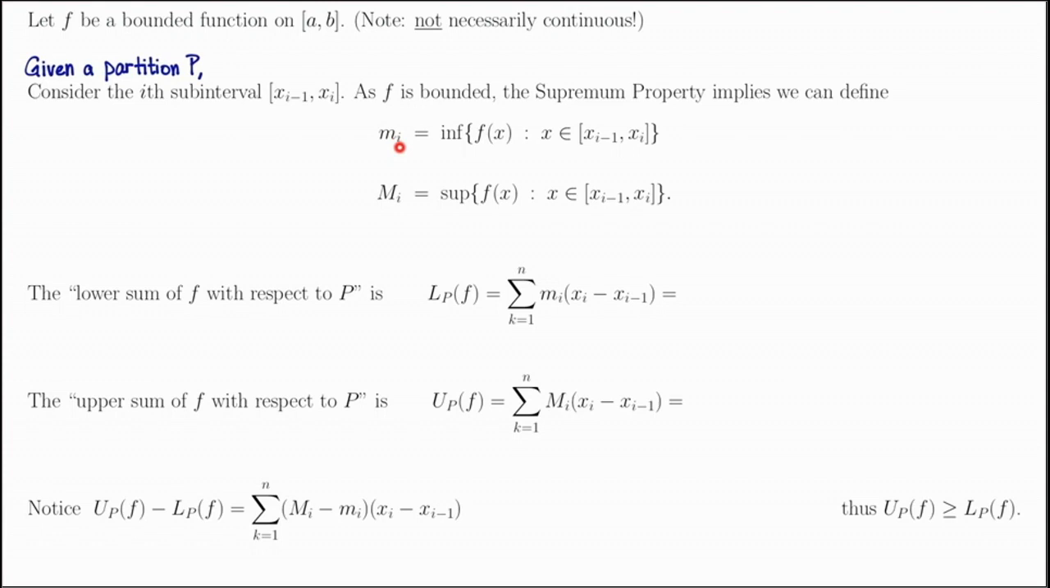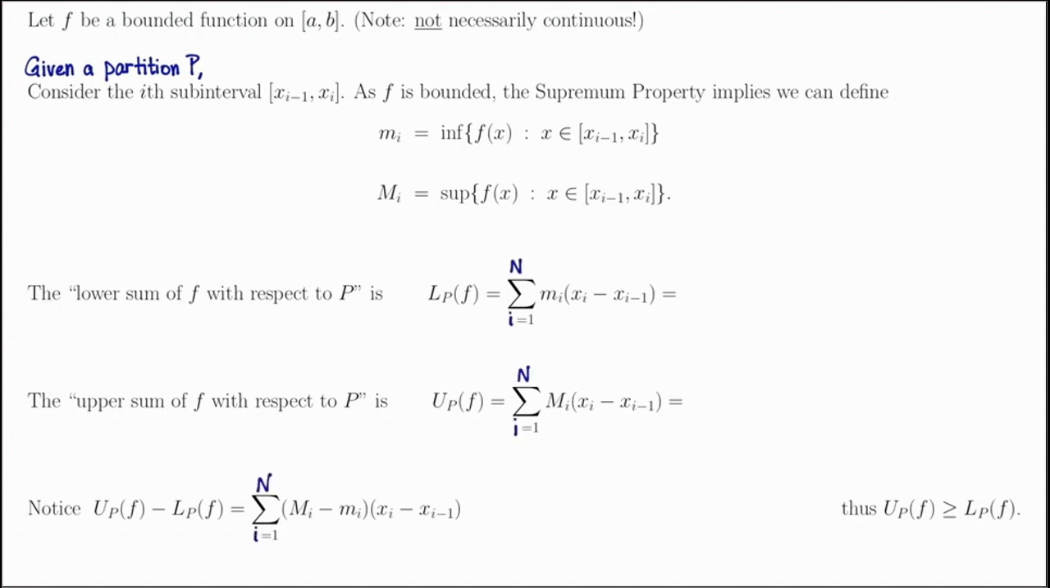Little m sub i is going to be the infimum of all of the outputs that f takes over the ith subinterval. And similarly, capital M sub i is going to be the supremum of all of the output values over the ith subinterval. If our function were continuous over the ith subinterval, we could actually call this a minimum and a maximum, but we don't know that that's necessarily happening, so we might not have an actual continuous function.